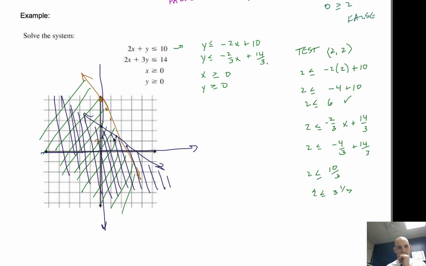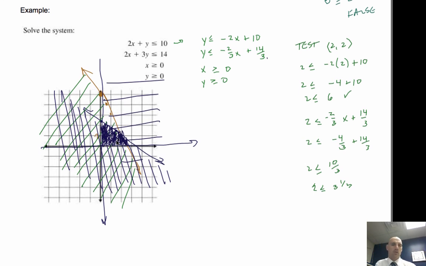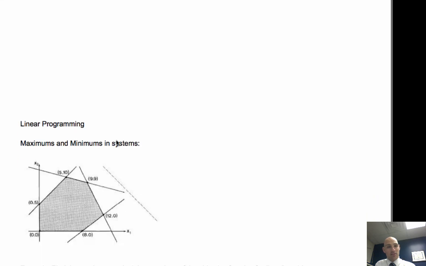And then I've got x is greater than 0, so it's going to be this piece here, because all of this is shaded. And then y is greater than 0 is going to leave me with just this region here that's shaded, just that region defined by those lines where everything overlaps. That's all there is to it, guys.